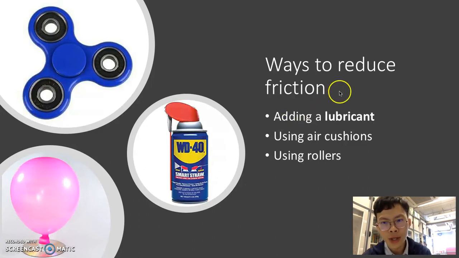To reduce the friction, we can add lubricants like WD-40 that can smoothen a door, if you have had this experience. We can use an air cushion, like connecting a balloon to a CD, and with the airflow there, it can reduce the contact, and so reduce the friction between the surfaces. And also by using rollers, for example in the spinner there, you can see there are lots of tiny rollers that help reduce the friction.